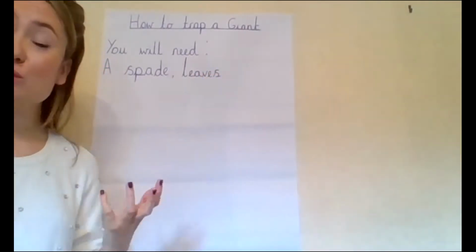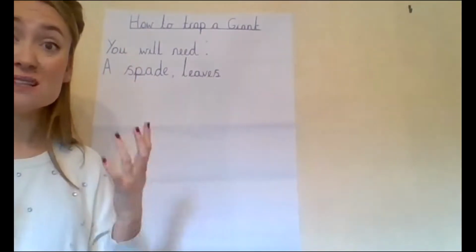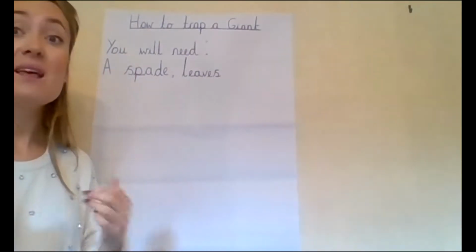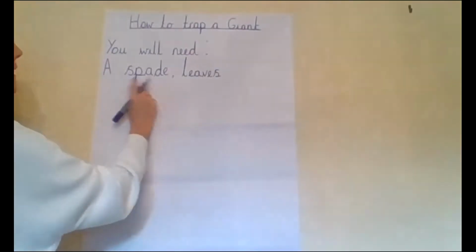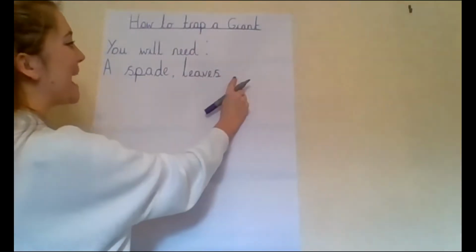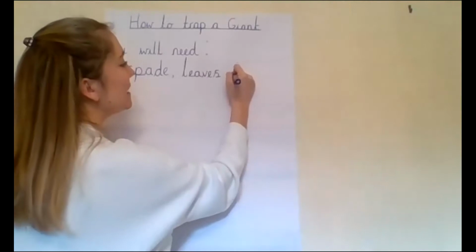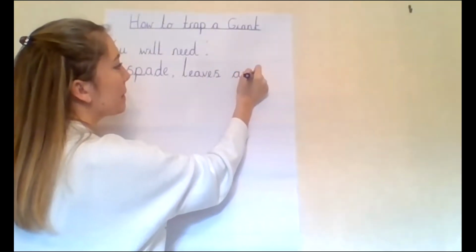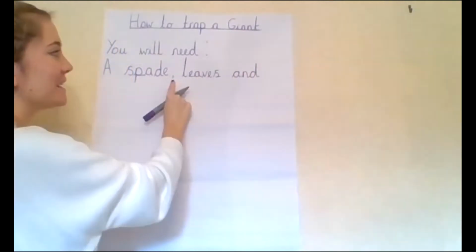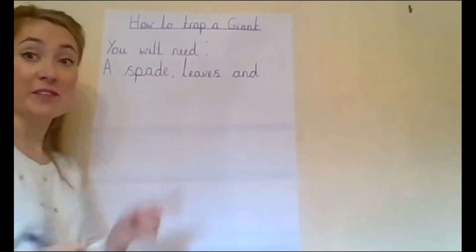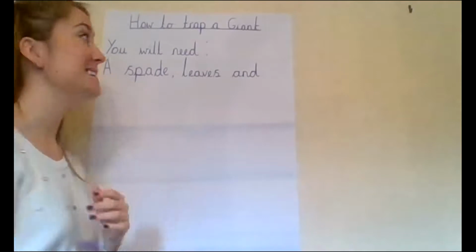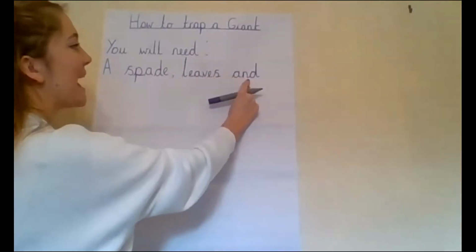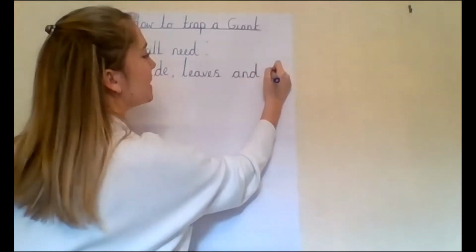Don't worry if you don't get all your spellings right, as long as you're using your sounds and I can read them, then that is fantastic. A spade, leaves, and. Remember, we need a comma in between those two, but for the last item on the list we need and. A spade, leaves and some.